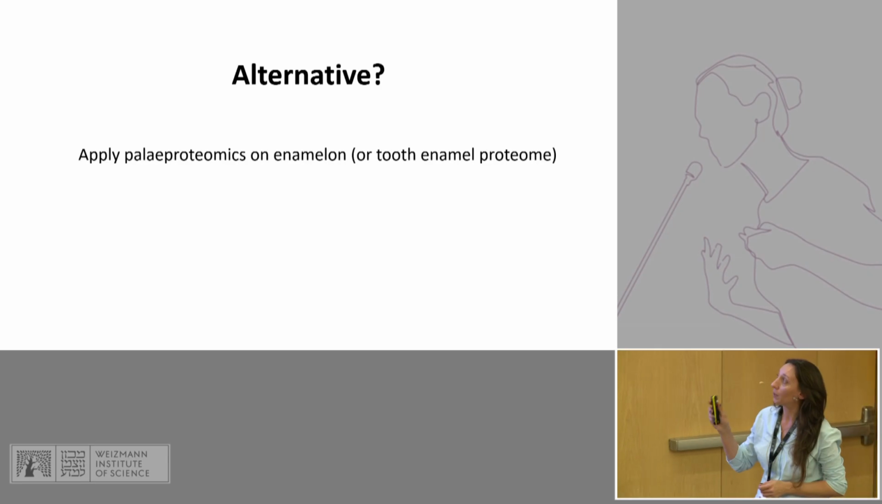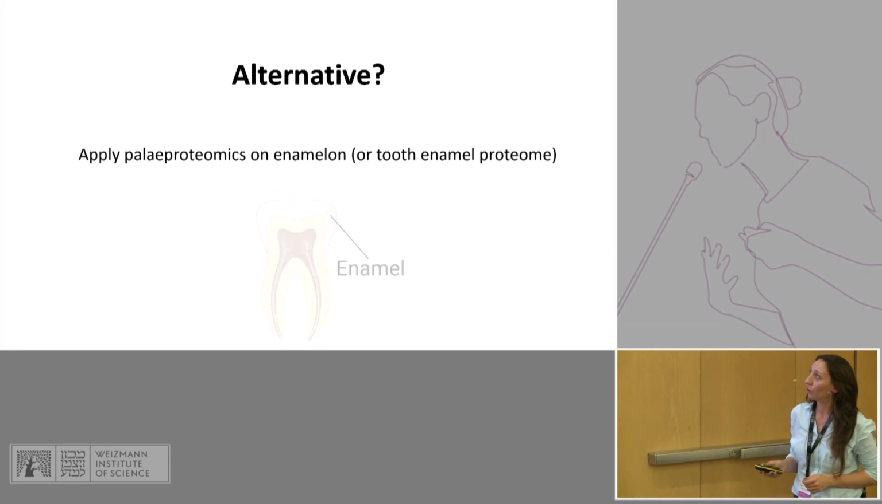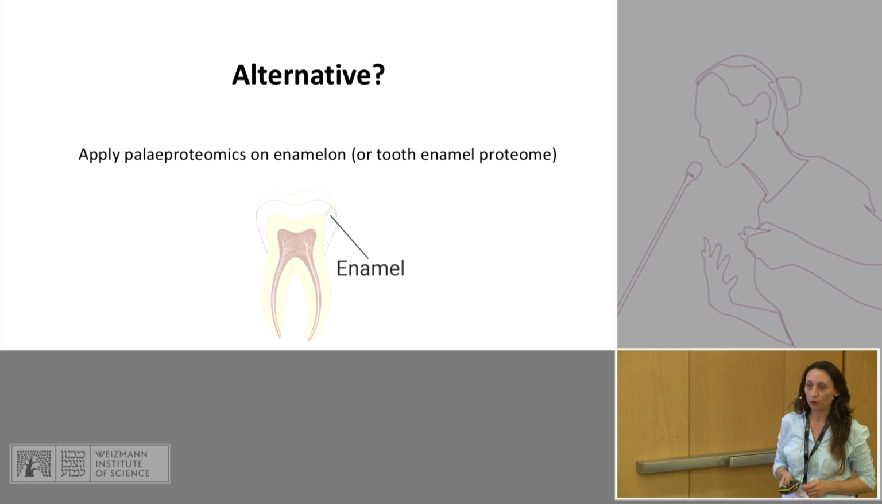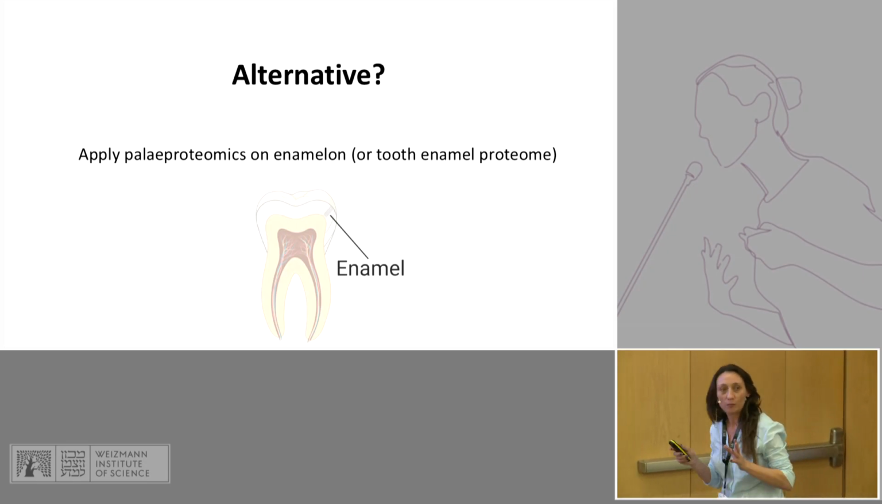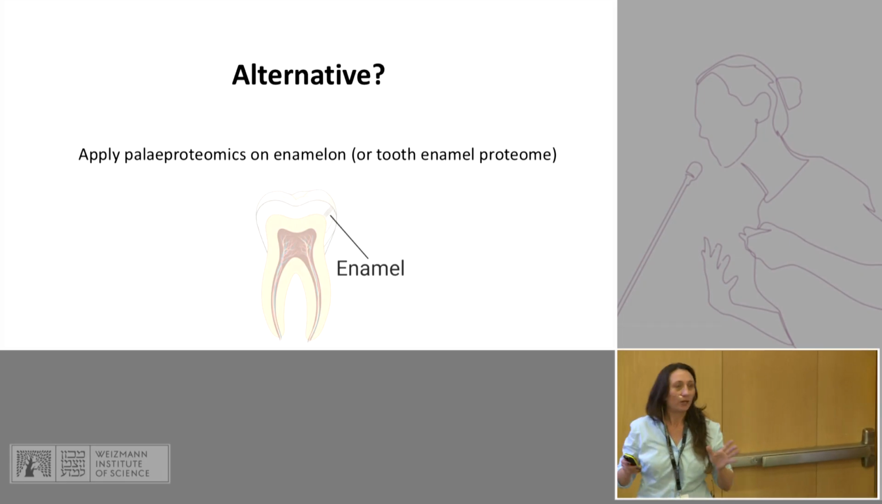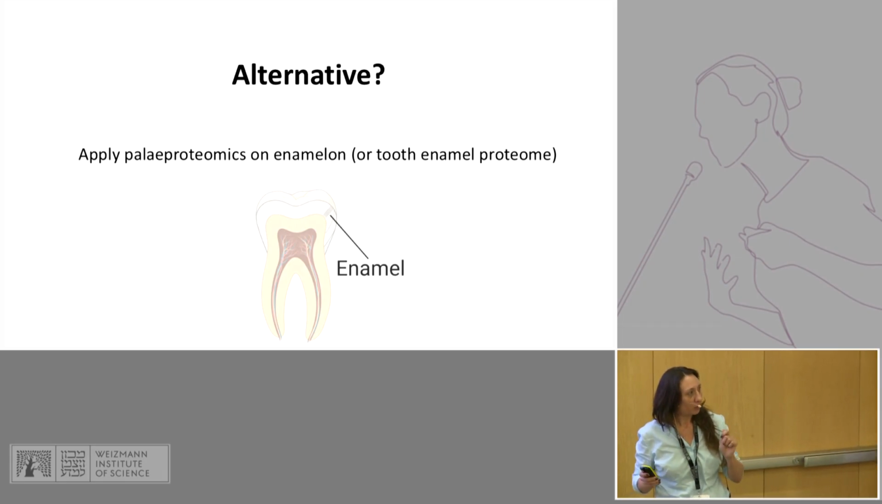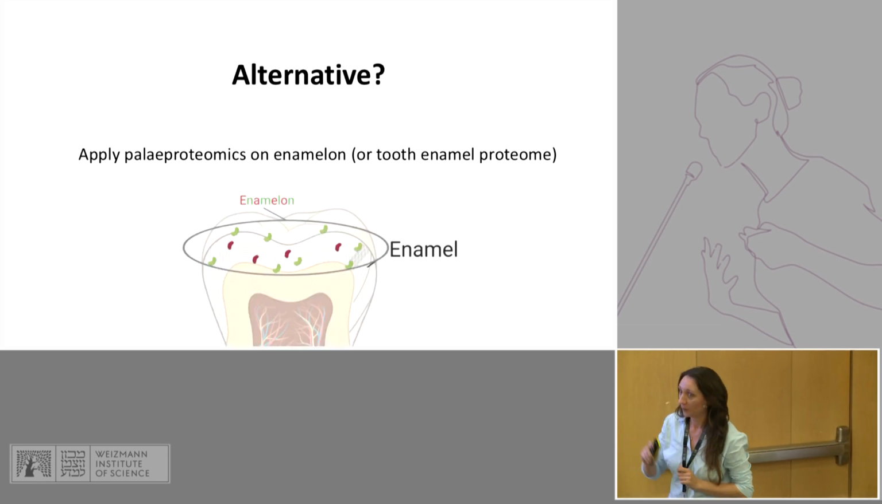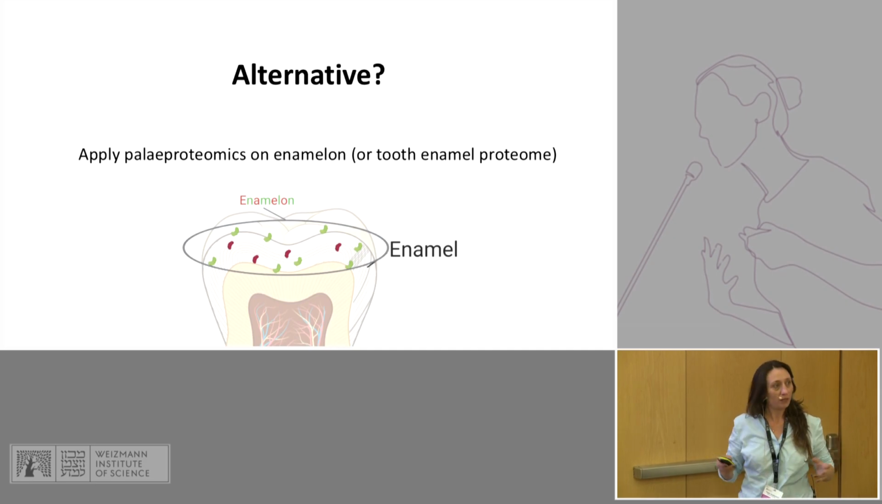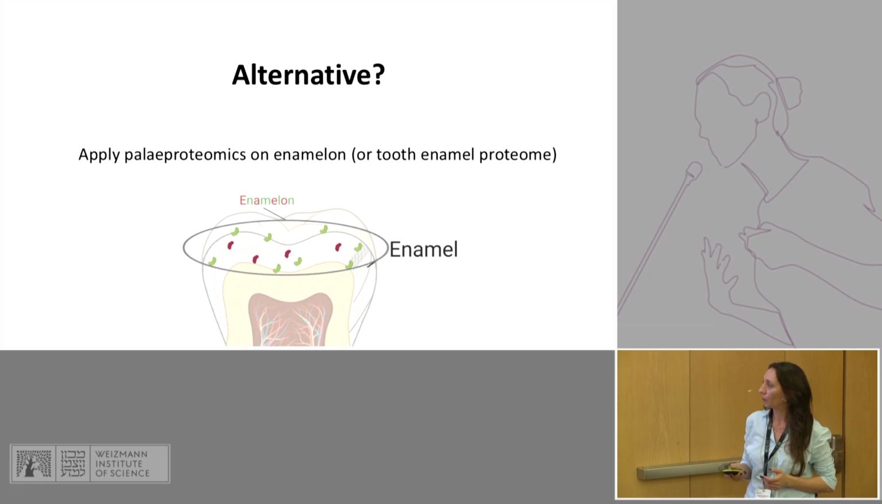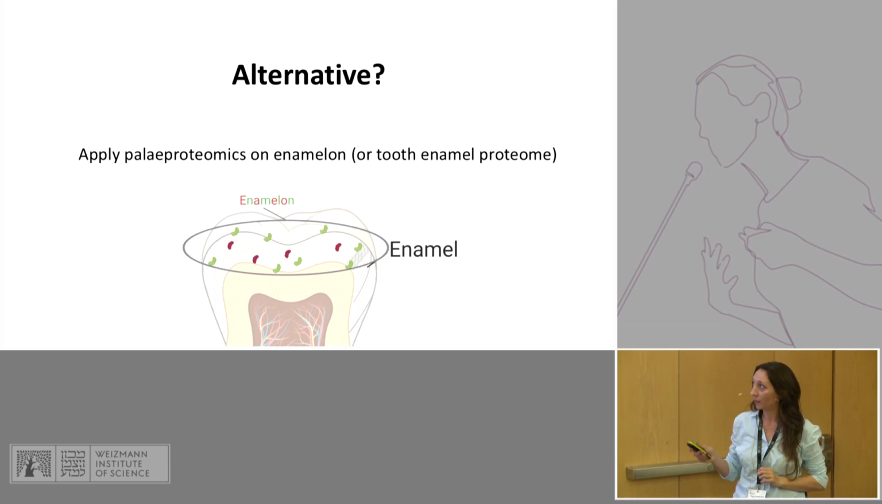We are going to apply paleoproteomics on the enamelome, or tooth enamel proteome. So this is the tooth. The enamel is the most mineralized organ in the body. During the development of the enamel, there are several proteins that are produced for the control of the mineralization. And we are going to have a small, 1% of proteinaceous material in the enamel.